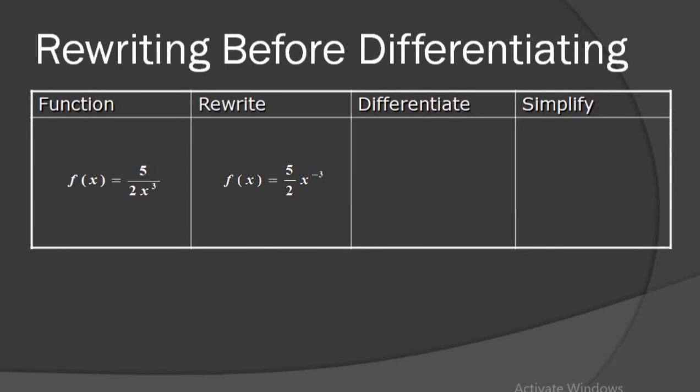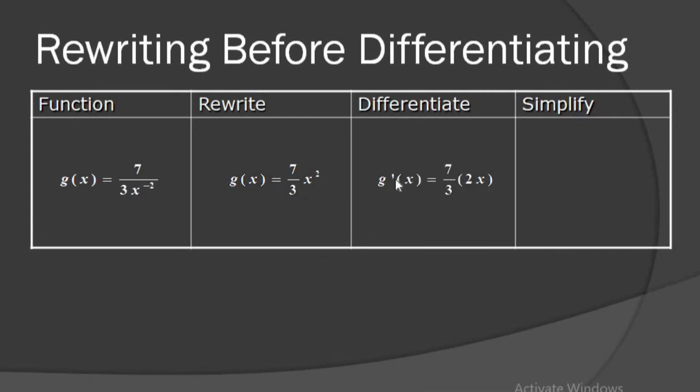We get f dash x is equal to 5 by 2 into the derivative of x raised to minus 3, which is minus 3 into x raised to minus 4. Now we simplify the answer. We get f dash x is equal to minus 15 upon 2 into x raised to 4. Another function is g of x is equal to 7 upon 3 x raised to minus 2. Now rewrite our function. We get g of x is equal to 7 by 3 into x square. Now differentiate g of x with respect to x.